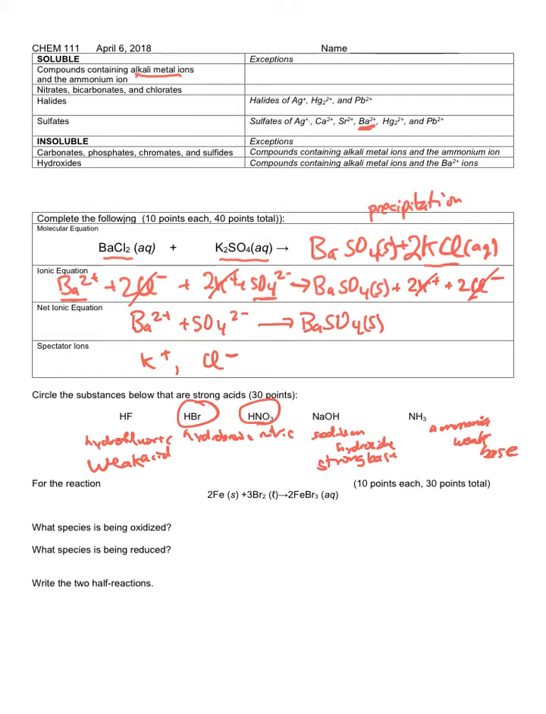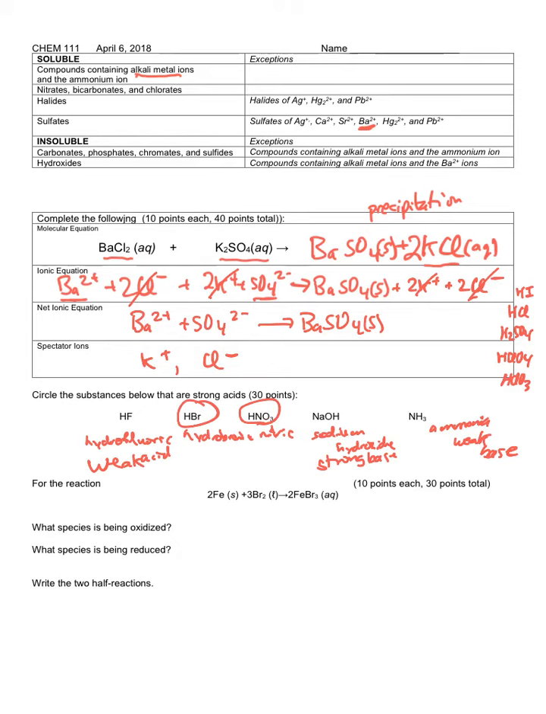The other strong acids are hydrochloric, sulfuric, perchloric, and chloric acids, and hydroiodic acid. So those are the 7 strong acids that our book lists.